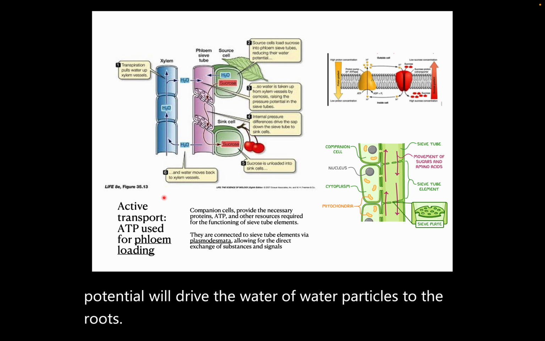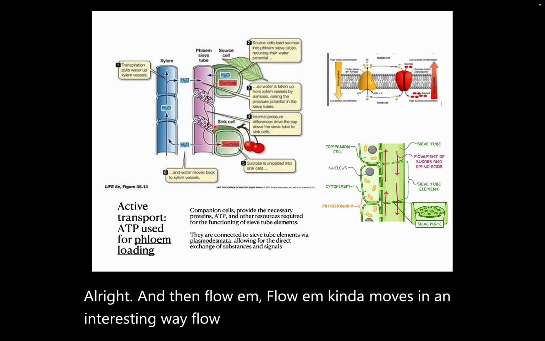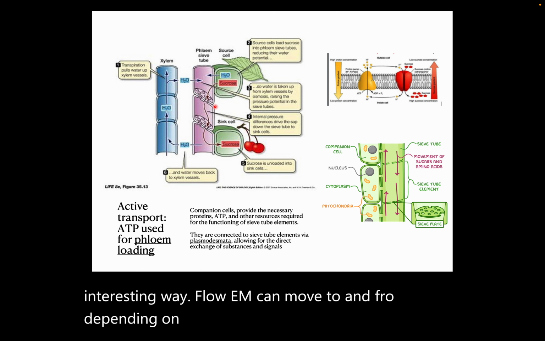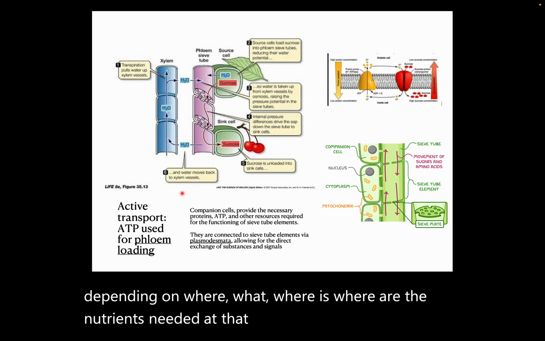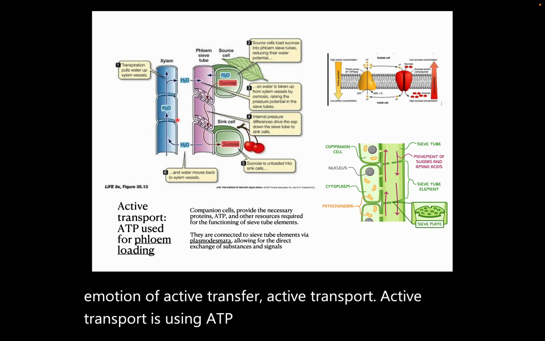All right, and then phloem moves in an interesting way. Phloem can move to and fro depending on where the nutrients are needed at that time. And this is through a motion of active transport. Active transport is using ATP to move things around.